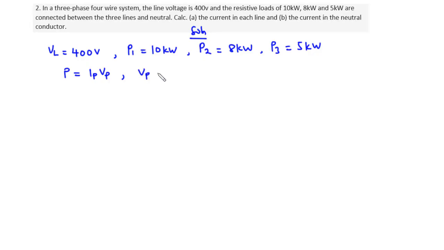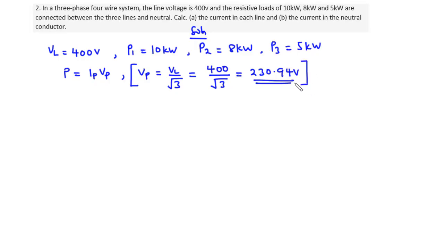So because we have a star configuration, the phase voltage is nothing but equal to the line voltage divided by √3, and that is equal to 400 divided by √3, and then we have the phase voltage to be equal to 230.94 volts. So this is the value of the phase voltage. Now since we have the value of the phase voltage, we can find the value of the phase current.